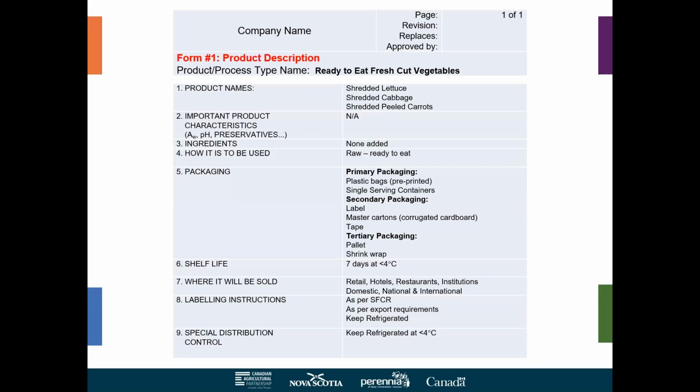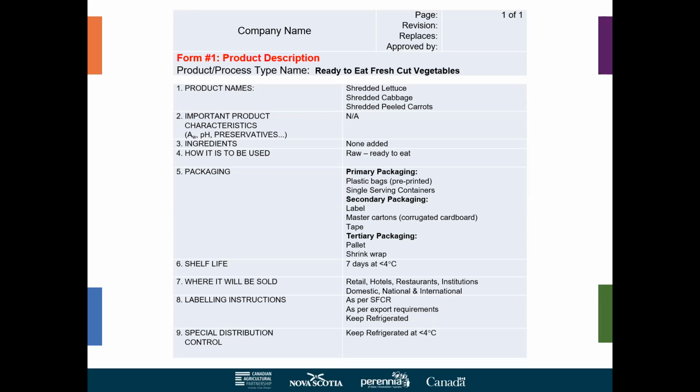So this is an example of a product description, which we refer to as Form 1 at Perennia. You don't have to call it Form 1 as long as it addresses all the required information. So basically, what is your product and process type? And you may be able to combine this depending on the product. So for this example, it's ready to eat fresh cut vegetables. What is the product name? Shredded lettuce, shredded cabbage, shredded peeled carrots.